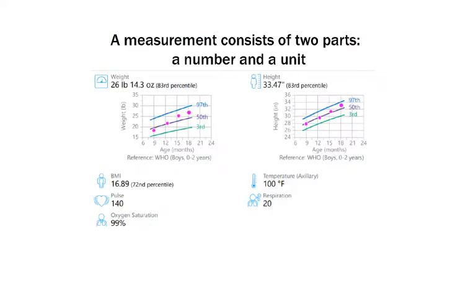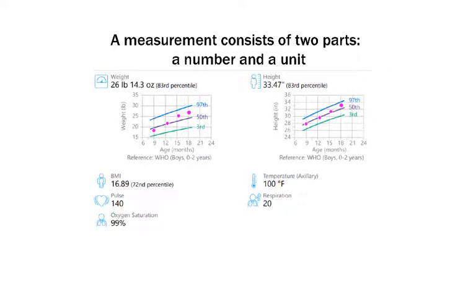A measurement consists of two parts, always, a number and a unit. Okay? We never have naked numbers here. They're always clothed with a unit. So in math class, you will encounter simply numbers. In science class, numbers almost always have a unit with them because they represent something physical and real.